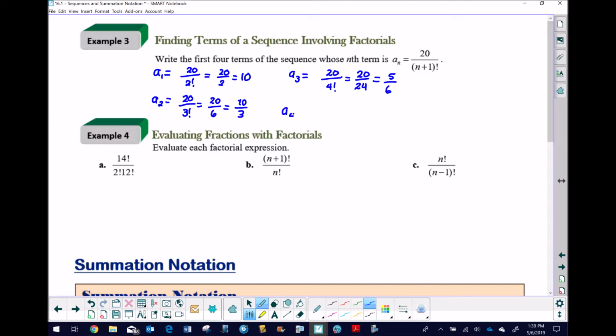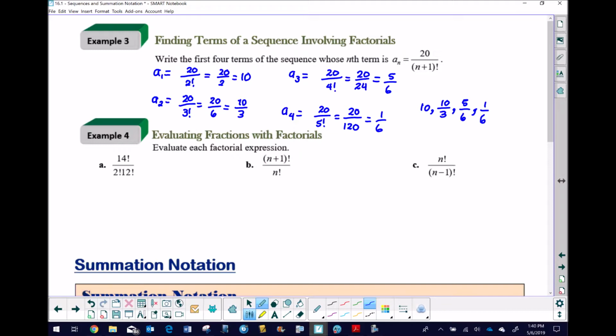And then the fourth and final term is 20 over 5 factorial. 20 over 120, which reduces to 1/6. So this is a really crazy sequence, you guys. If I started here with 10, the next term would be 10 thirds, 5/6, and then 1/6. It would be really difficult for one to guess what the equation would be that would make that series, which is kind of what we're ending with today. I won't ever be able to give you one like that.